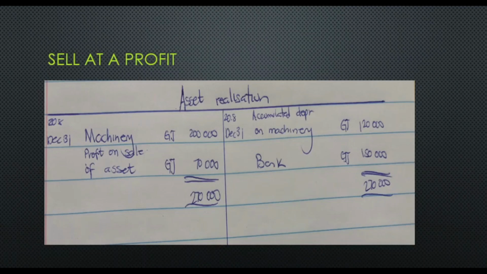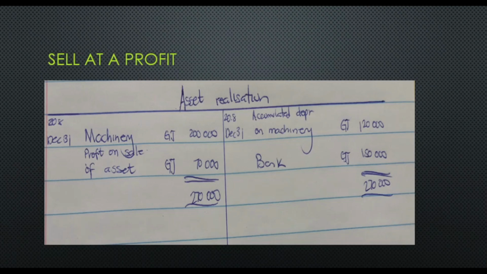Now we're continuing with ways of disposing of an asset. We're looking at selling the asset at a profit. Record the sale of the asset on 31 December 20.8 of ABC Traders in the general ledger asset realization.